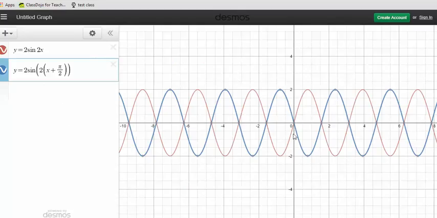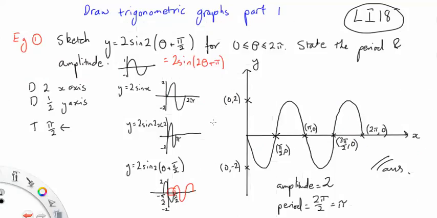So we want it up to 2 pi. It's the blue one. There's 2 pi there. So it's that blue one up to 2 pi. And that's exactly what we ended up sketching here.